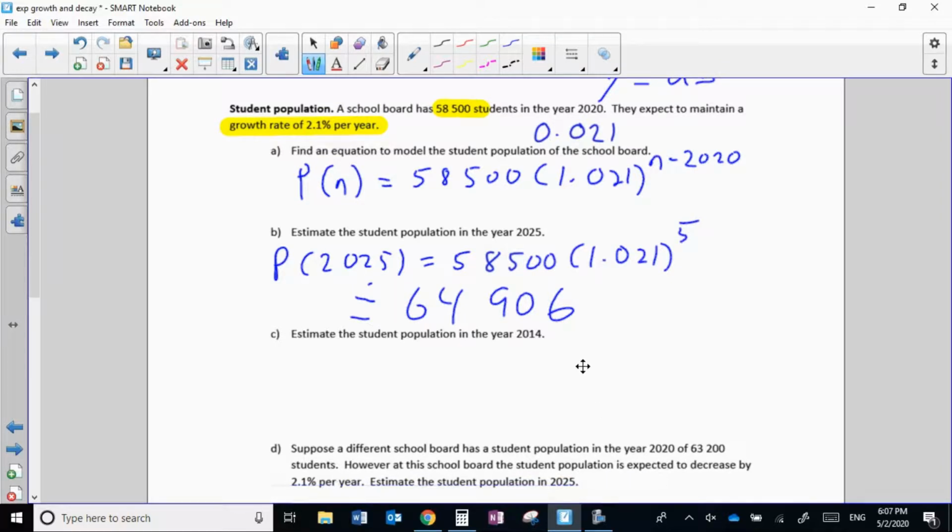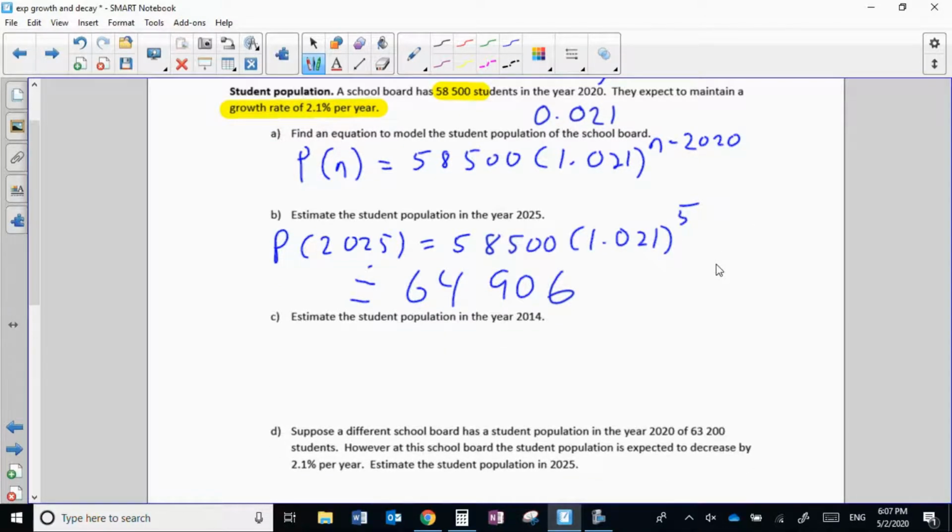It's just an estimate. Now, the next one, how about the year 2014? Notice that's before 2020. Well, actually, our equation is still going to work. We are going to have a negative exponent. When we sub that in, we will take 2014, subtract 2020, and we'll get our exponent of -6. This is actually going to work.